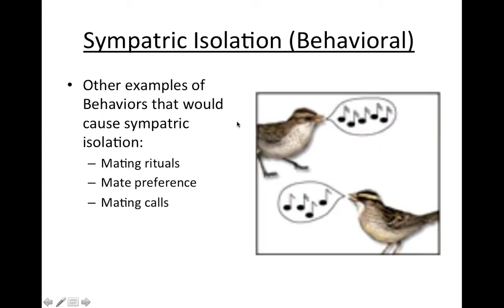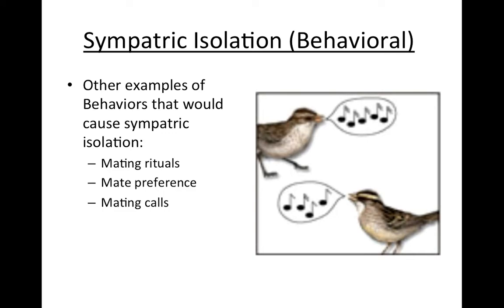Here are some other examples. You could have mating rituals, mating preferences, or mating calls. Mating calls is actually a pretty common one. Birds tend to prefer very specific types of calls. They only like to mate with other birds that can do those very specific types of calls.